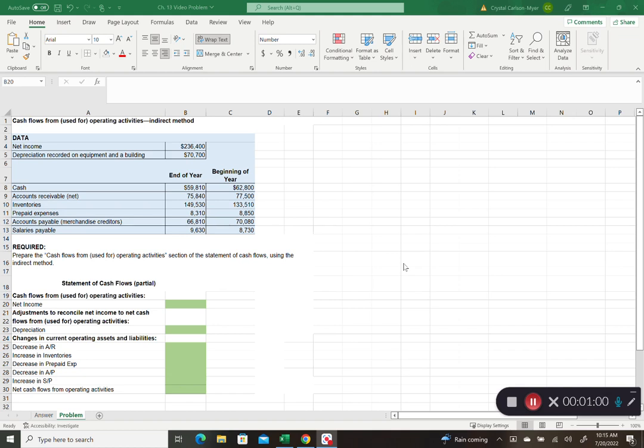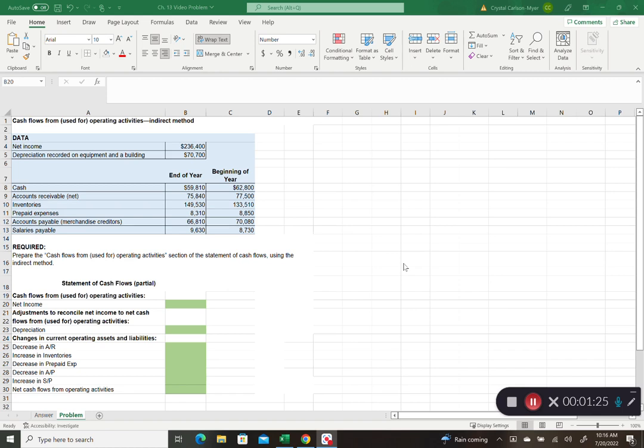A majority of companies, about 90%, use the indirect method, and that only varies again in the operating section, which I'm going to cover in this particular problem. We'll go over a problem so you can see how the statement of cash flows is prepared. So cover that section in your chapter. I'm just going to get into the operating section because that tends to be the hardest for students.